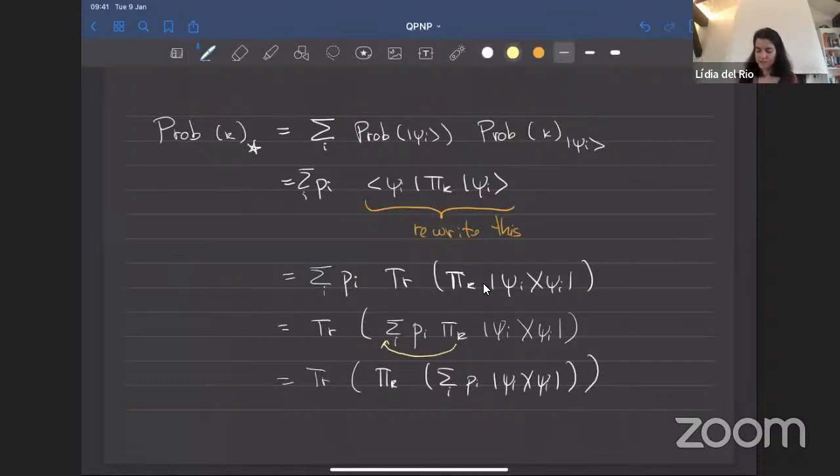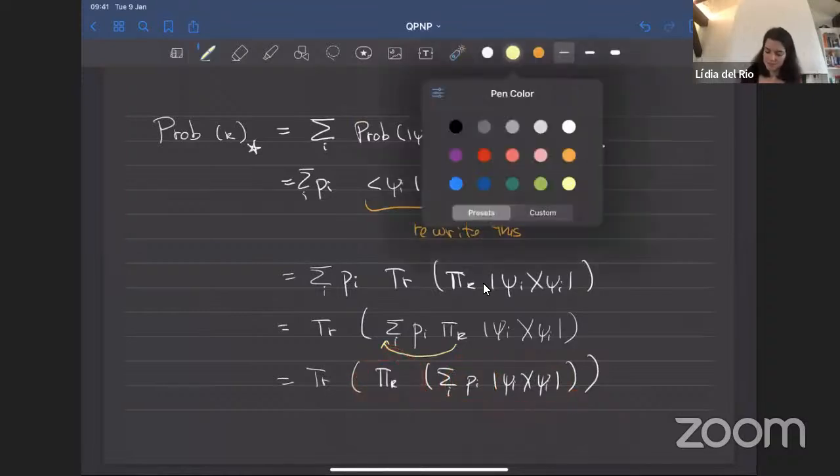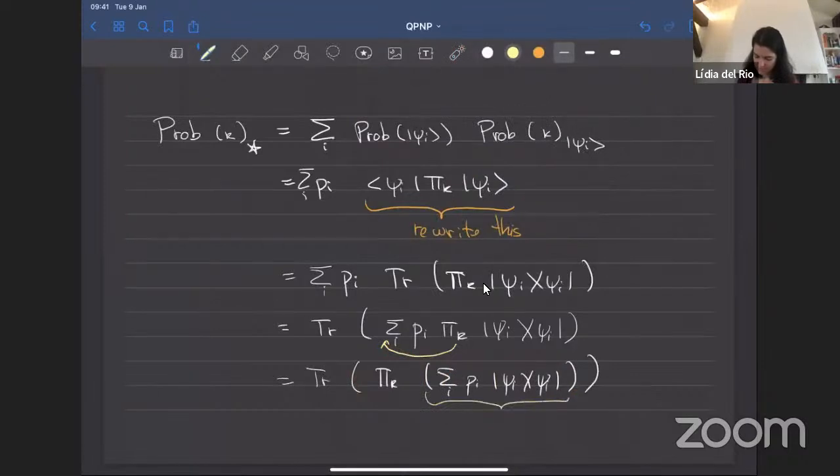Now this thing here is a matrix, right? This object here is a matrix because this is a matrix element with this value. So this whole thing is a matrix. This is another matrix. And this is what we call rho. It's what we call the density matrix. So let me just write here what we got. We got that this is trace of pi k times rho.